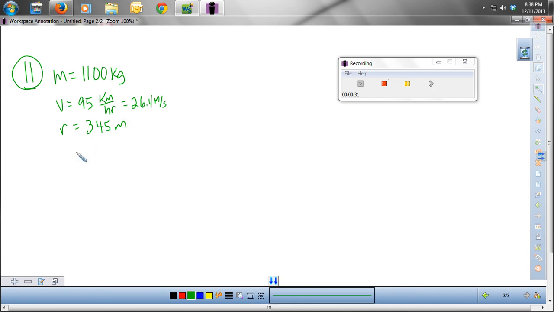And they want to know mu. Well, we have an equation that tells us mu is equal to v squared over rg. So mu is equal to 26.4 meters per second squared over 345 meters times 9.8. So if I do that correctly and solve for my mu, when I did it, I got mu to be 0.206.